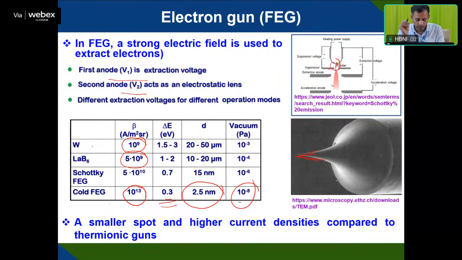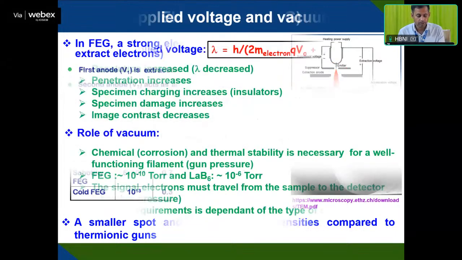So a smaller spot and higher current density compared to thermionic emission. So you are able to get high resolution because a very small spot is possible here, and high current density compared to thermionic emission.